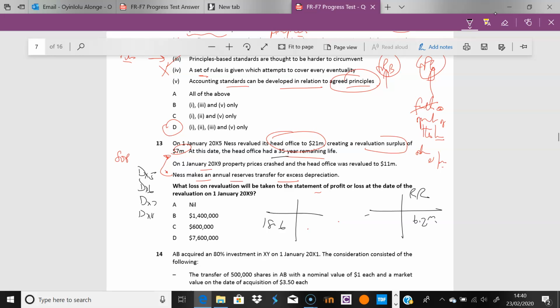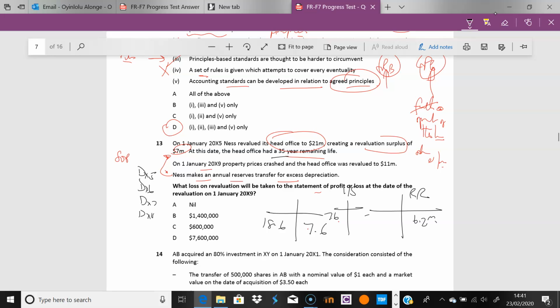So it says here that this thing crashes to 11 million. So in effect, if I bring this down to 11 million, where are we? 18.6 coming all the way down, 18.6 minus 11 is 7.6. So when I bring this down, take 7.6 out of there to my income statement.